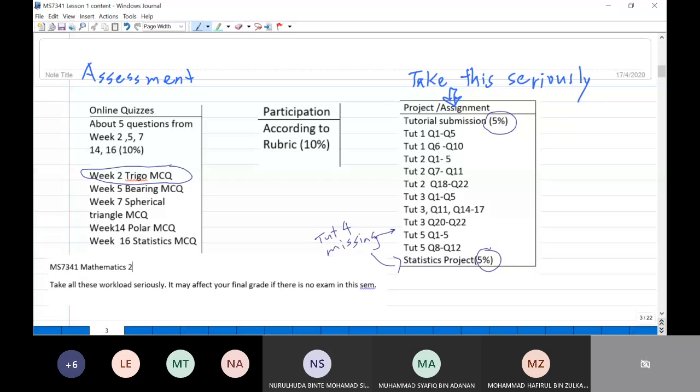So this is very important information. I must tell you so that you know, all right, this is important. So you know that by week 2 you are going to do the Trigo MCQ, right? 5 MCQ. All the MCQ have 5 questions.